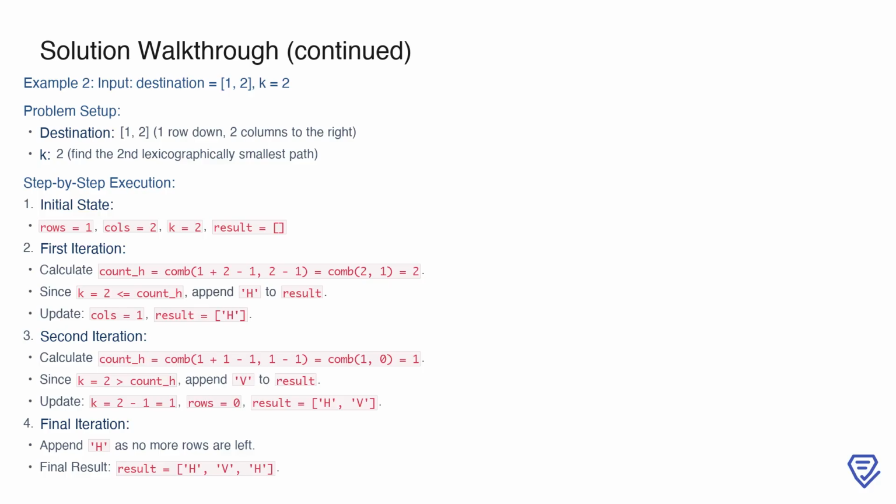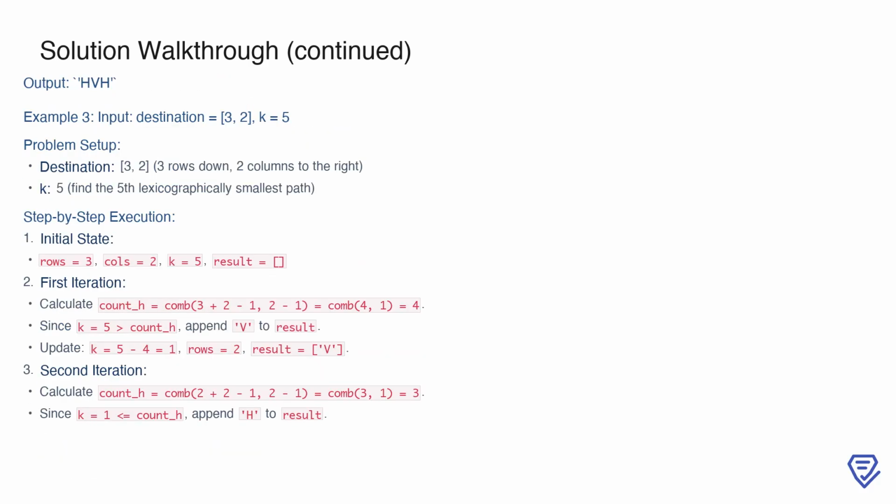Here, k is greater than count_h, so we append v to the result, reduce the rows to 0, and update k to 1. Finally, since no rows remain, we append h to complete the path, resulting in hvh. This corresponds to the output hvh, which is the second smallest path.